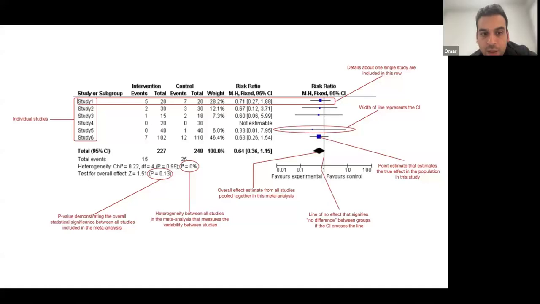What you can also tell, without even looking at the p-value, is that it is not statistically significant, because the rhomboid is touching the 1. But it's nearly statistically significant because the rhomboid is just about touching. Even more so, you see here, this is the confidence interval for the total effect. The confidence interval goes from 0.36 to 1.15. It crosses 1, but only just, which is why your p-value is nearly 0.05, but not quite. Does that make sense? Yeah, it does.